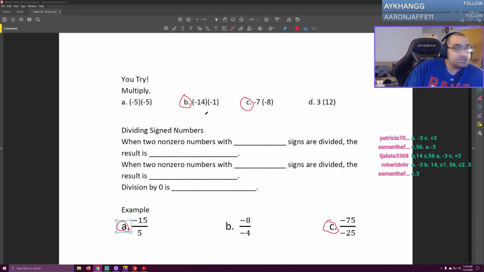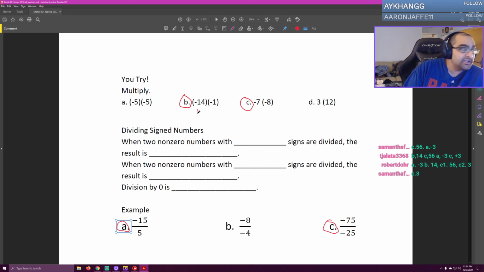You guys have written down the correct answers, though, for these, because I know there's a couple of C's and a couple of D's and stuff like that. So totally understandable. But here we have -14 times -1. Again, negative times a negative is positive. 14 times 1, 14. So 14 here. Spot on. Nice job, everybody. -7 times -8. That's going to be positive. Negative times negative. 7 times 8, positive 56.